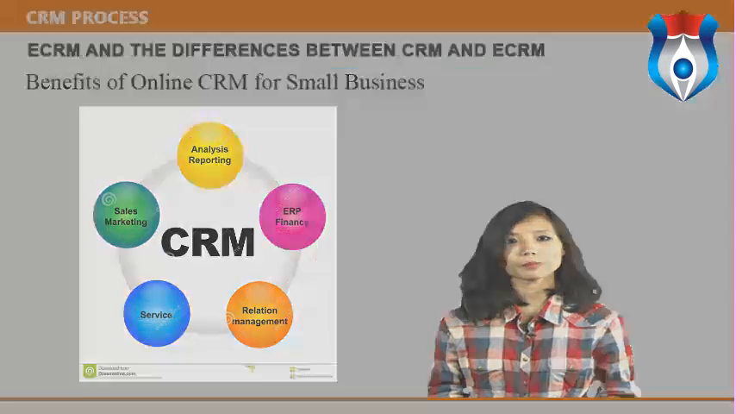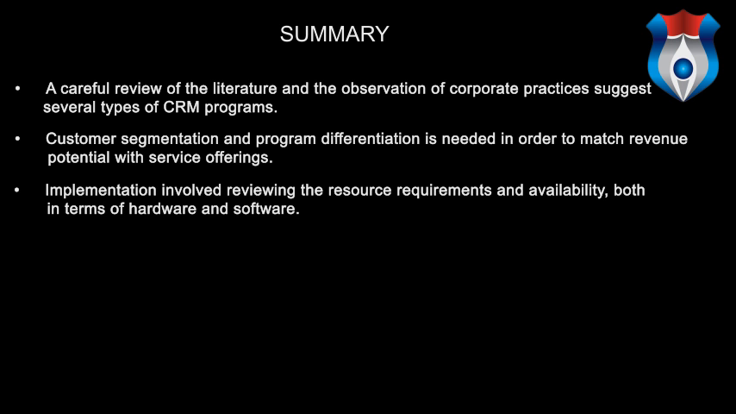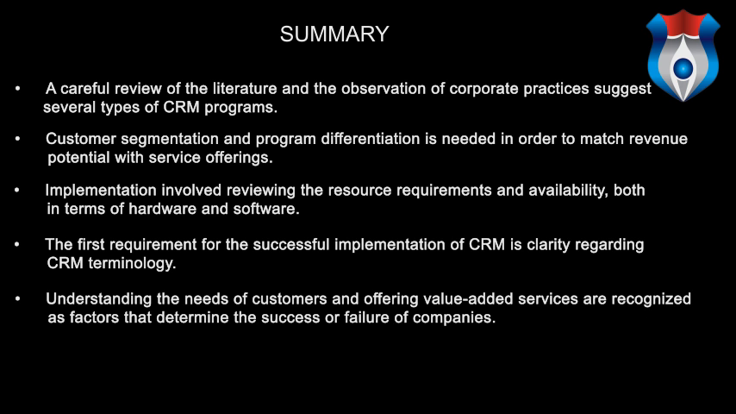Now in the end, let us summarize what we have learned in this lecture. A careful review of the literature and the observation of corporate practices suggests several types of CRM programs. Customer segmentation and program differentiation is needed in order to match revenue potential with service offerings. Implementation involves revenue and resource requirements and availability, both in terms of hardware and software. The first requirement for the successful implementation of CRM is clarity regarding CRM terminology. Understanding the needs of customers and offering value-added services are recognized as factors that determine the success or failure of companies.